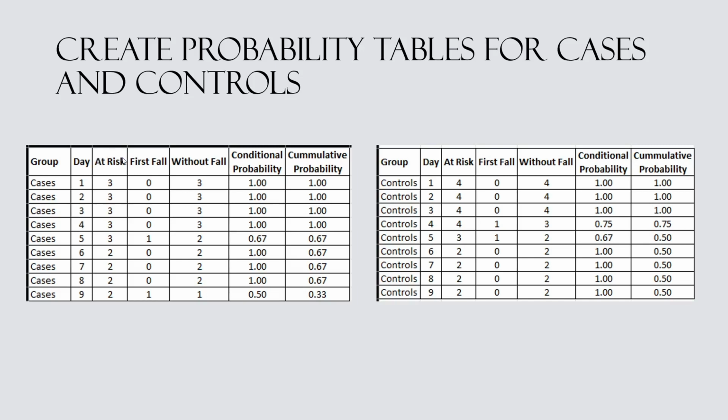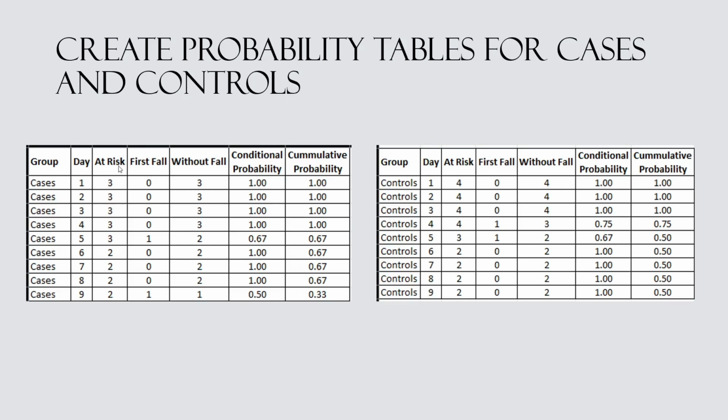The third column will be the at-risk patients, those who have not fallen yet. So that means, for example, for the cases group at day 1, 3 patients in the cases group have not yet fallen. 3 cases have not yet fallen on day 2. On day 6, there are only 2 patients who have not yet fallen.